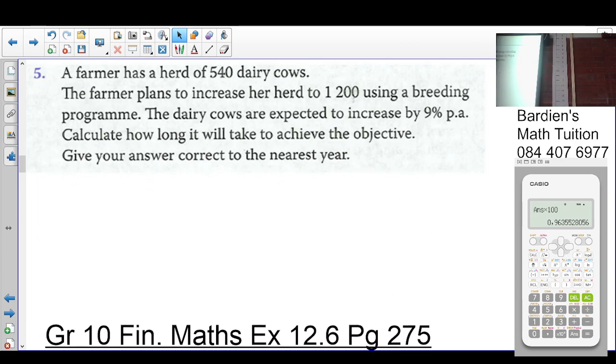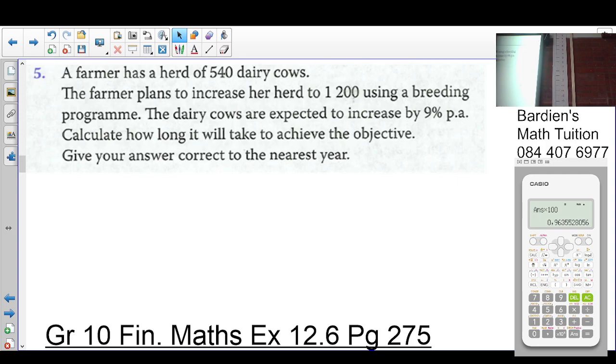People, in number 5. A farmer has a herd of 540 dairy cows. What color are dairy cows? Black and white. Yeah. That's the ones you normally see, na? Some are brown and so. And normally we associate the black and white ones with them. Right. The farmer plans to increase the herd to 1,200 using a breeding program. The dairy cows are expected to increase by 9% per annum. Calculate how long will it take to achieve the objective.